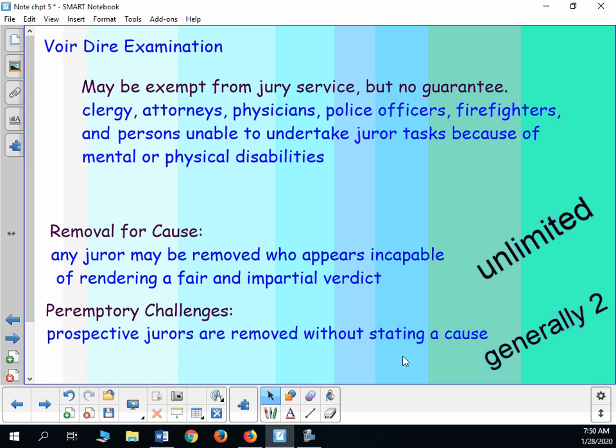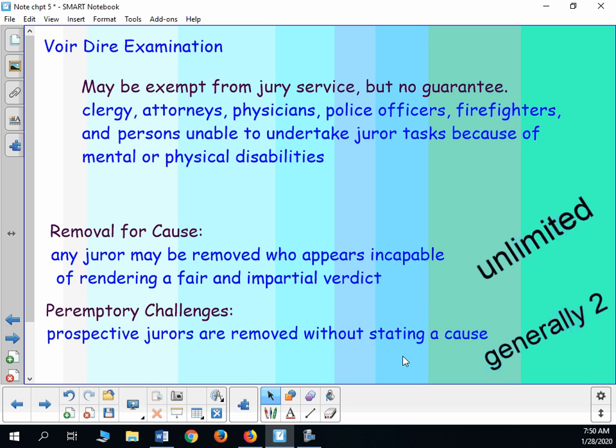Now, you can also be removed for cause. This would be a reason that the attorneys, when they question you, can determine. Any juror may be removed who appears incapable of rendering a fair and impartial verdict. For example, if you're related to the defendant, you're probably going to get removed for cause because you will most likely be biased towards that defendant. That's just one example.